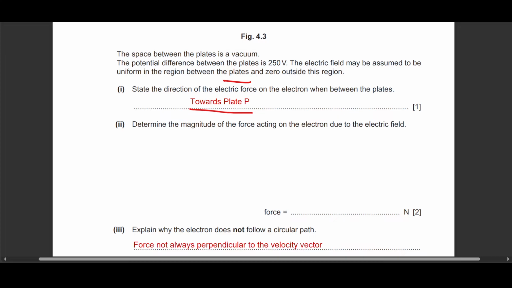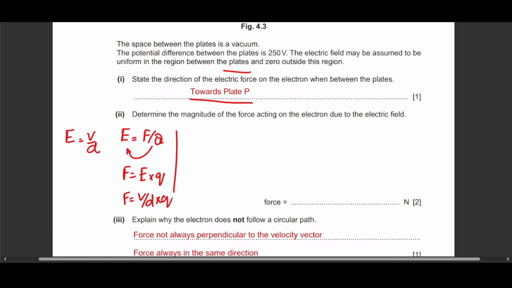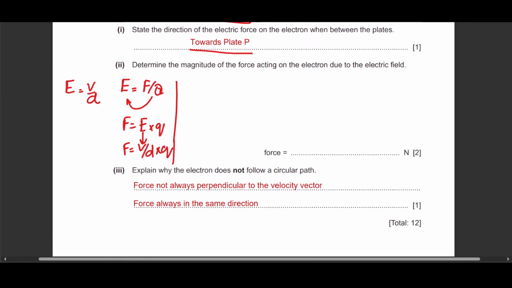Determine the magnitude of the force acting on the electron due to the electric field. No problem, very easy, because electric field is equal to force per unit charge. Replacing this, force equals electric field strength multiplied by the charge you placed in it. Now for electric field strength, we have another formula, V by D, for parallel plates. So we're going to replace: F equals V by D multiplied by Q. As discussed earlier, they're both equal. It's a matter of replacing values.